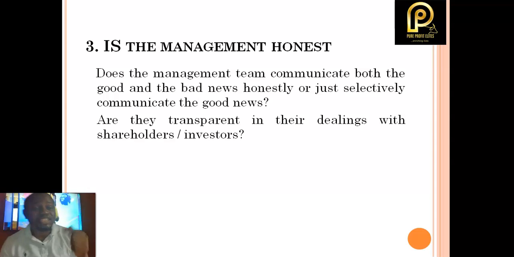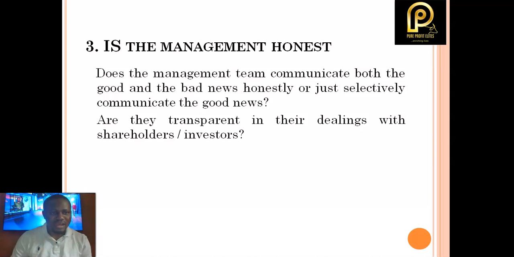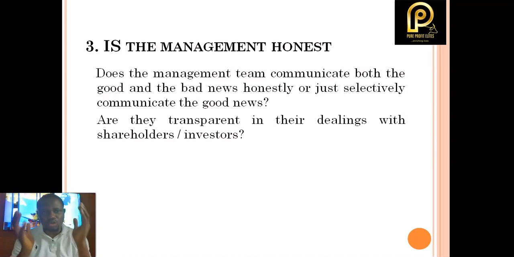You need to do a background check on the founders of the company. Before you invest in any company, one of the things you're going to do is look at the background of who are the people behind this company: the think tank, the brains, the CEO, the board of directors, the guys running the affairs of this company. So you need to consider that before you make any investment decision.